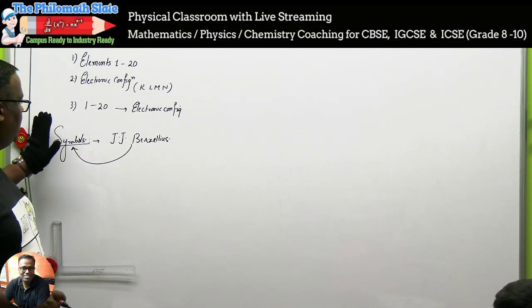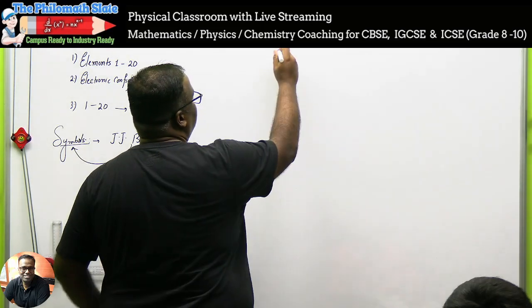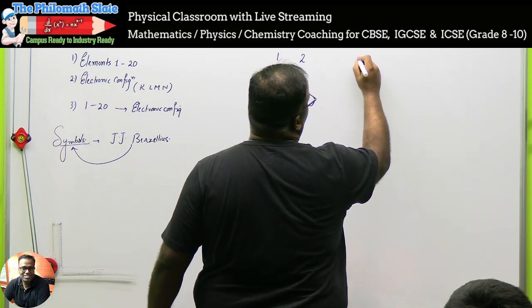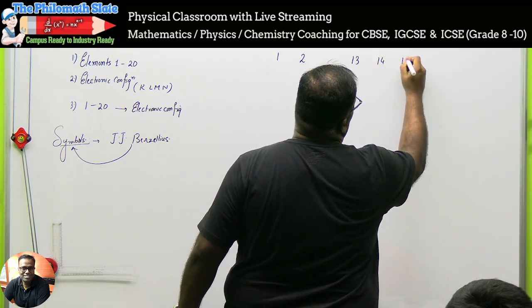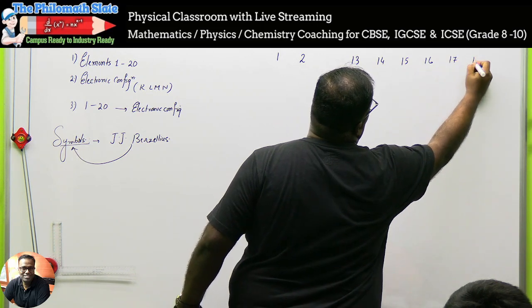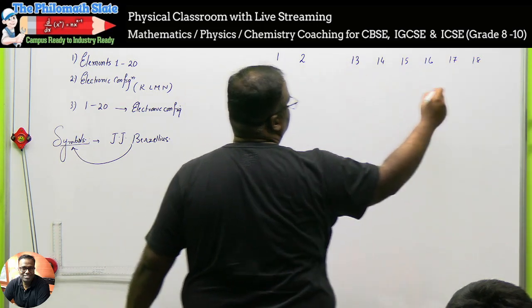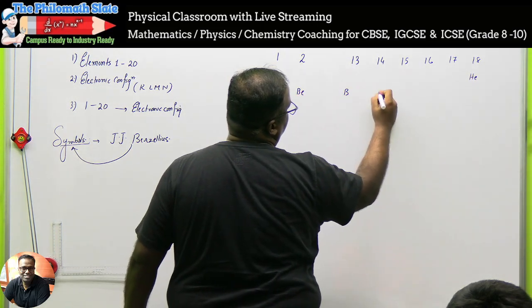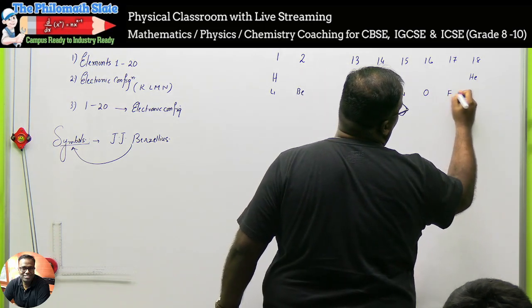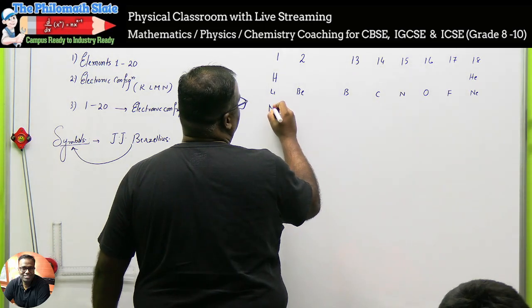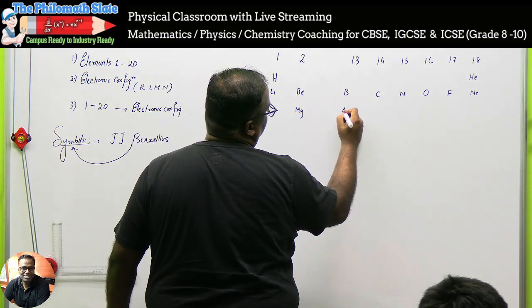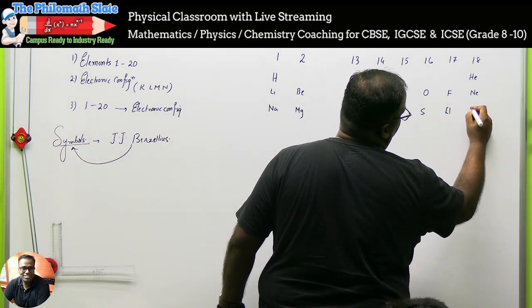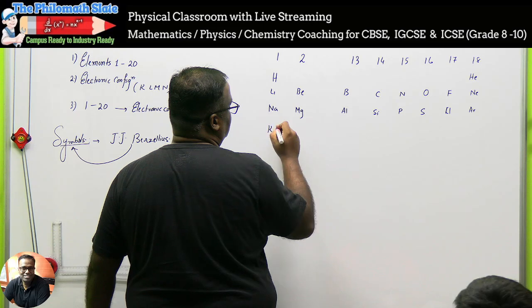Okay, so we go ahead and I again write the periodic table because that will be important for us. So this is group 1, group 2. After that we went straight away to 13, 14, 15, 16, 17 and 18. Okay, let's fill it up quickly. Hydrogen, and we have helium, then we have lithium, beryllium, boron, carbon, nitrogen, oxygen, fluorine, neon. Then we have got sodium, magnesium, aluminium, silicon, phosphorus, sulfur, chlorine and argon, followed by potassium and calcium.